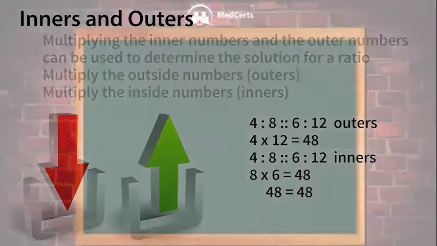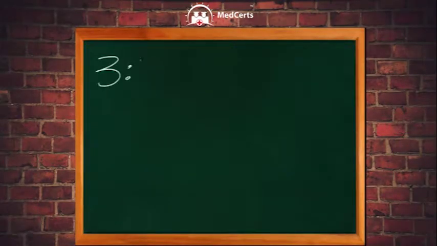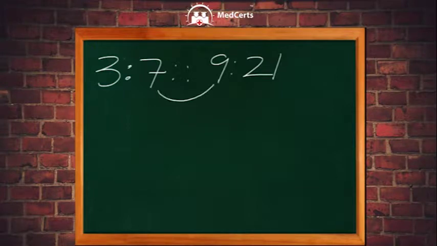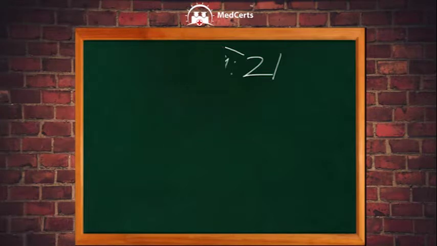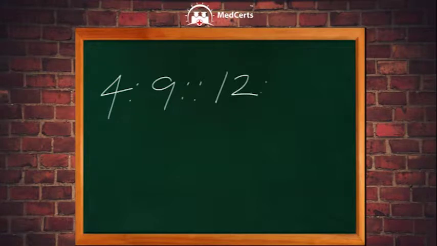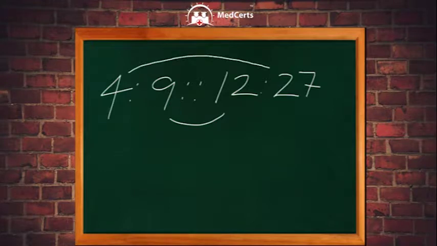Let's look at an example of inners and outers. If I have 3 is to 7, which is a ratio, in proportion to 9 to 21, which is another ratio, if we multiply our outers, which would be 21 and 3, that would give us 63, and then multiply our inners, which is 7 times 9, would give us 63. If we look at the next example, 4 is to 9, just as 12 is to 27. We multiply our inners, and we multiply our outers.